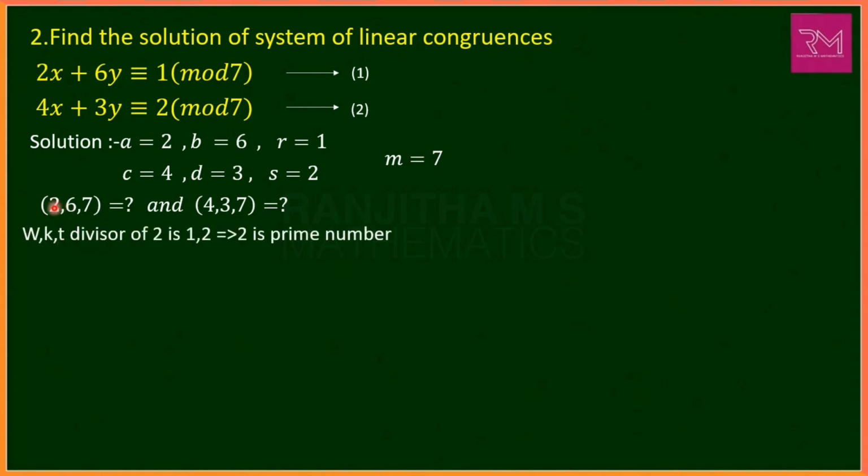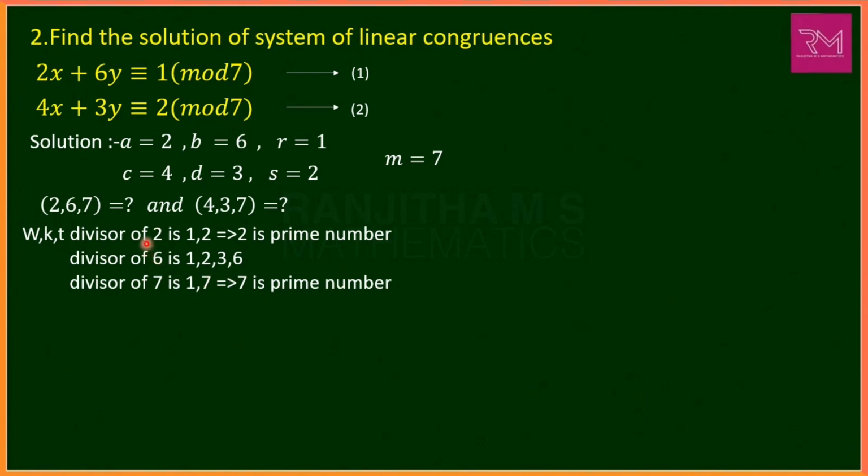By this method, we first find the divisors of 2, 6 and 7. The divisors of 2 are 1 and 2, because 2 is a prime number. We already discussed in previous videos how to find the divisors. Similarly, the divisors of 6 are 1, 2, 3 and 6, because 1 divides 6, 2 divides 6, 3 divides 6 and 6 divides 6. Similarly, since 7 is a prime number, the divisors of 7 are 1 and 7 itself.